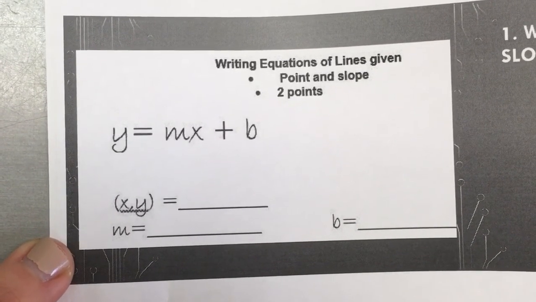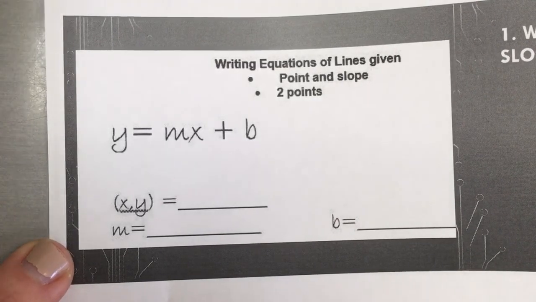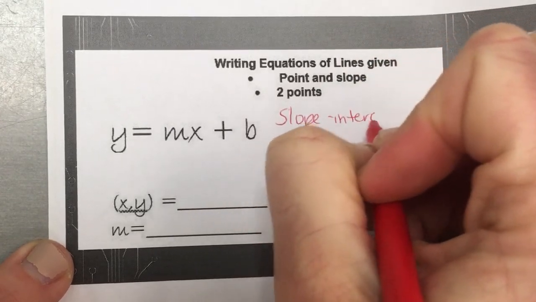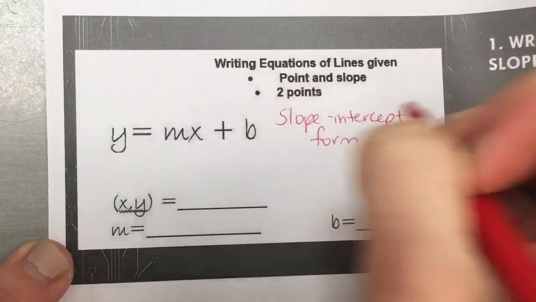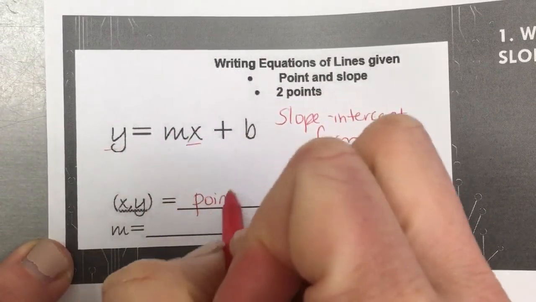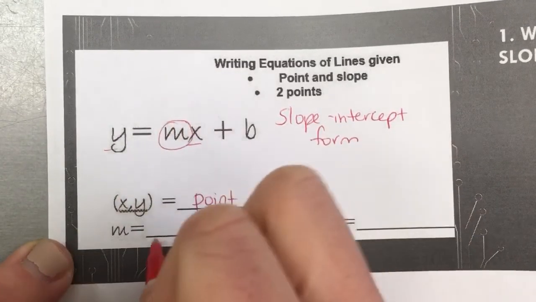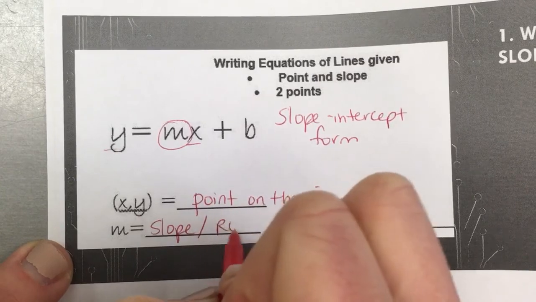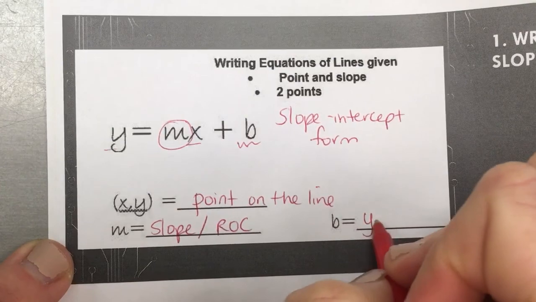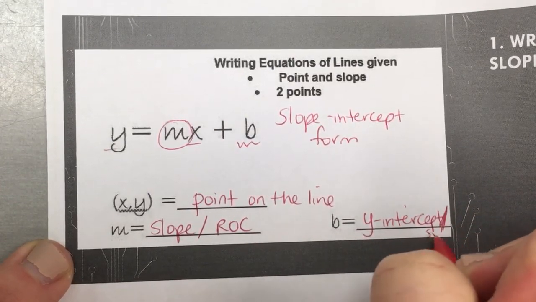This lesson is on writing equations of lines given a point and slope, or if you're given 2 points. Let's first review the slope-intercept form of a line, which is y equals mx plus b. Your x and y are a point on the line. M is your slope, and remember the other word for slope is rate of change. And the b is your y-intercept, which we also call our starting value.